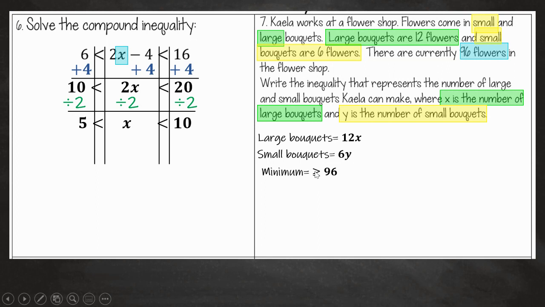And the minimum, we know that this is the minimum because you can't make any more bouquets than what you would have for flowers of 96 because they don't have more than that in the shop. Okay, so we end up with 12x plus 6y is less than or equal to 96. So you'll notice I think the sign flipped, but this is actually the way that it makes sense. The minimum here is because you can't make any more bouquets than 96. So the symbol should actually be less than or equal to. All right, just ignore that one right there.